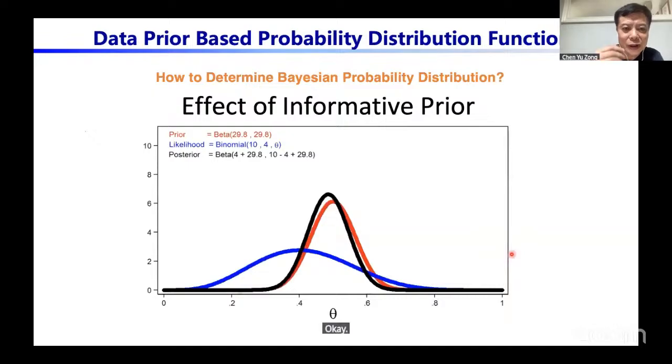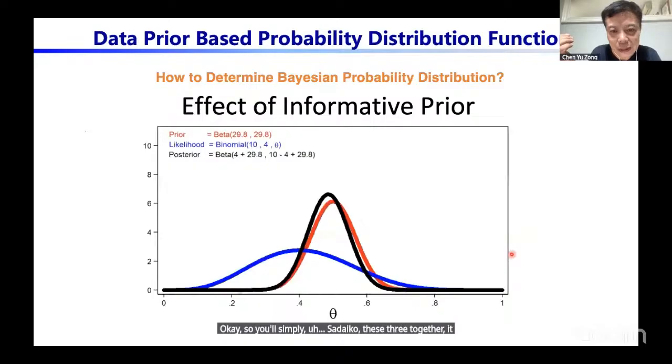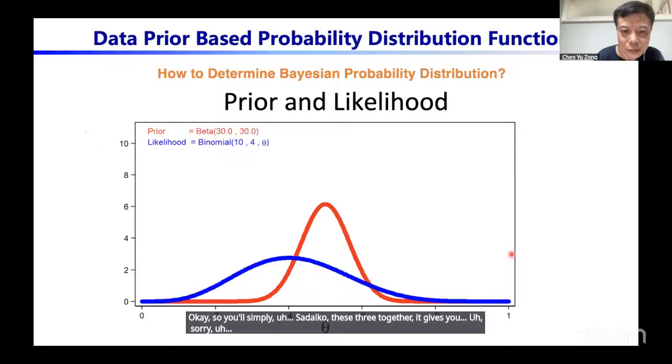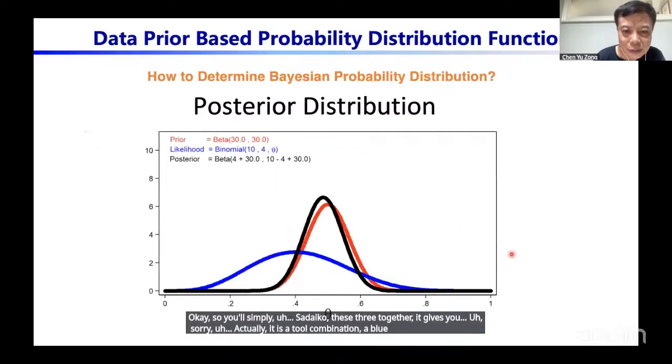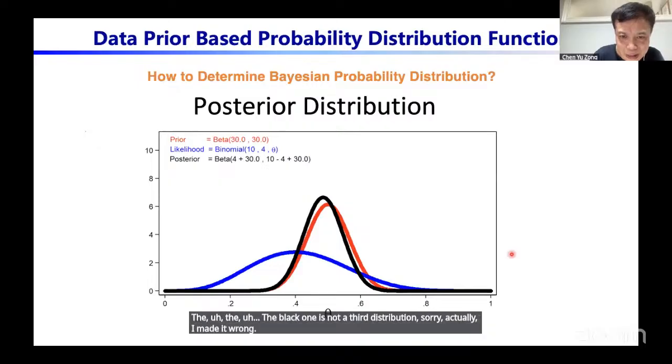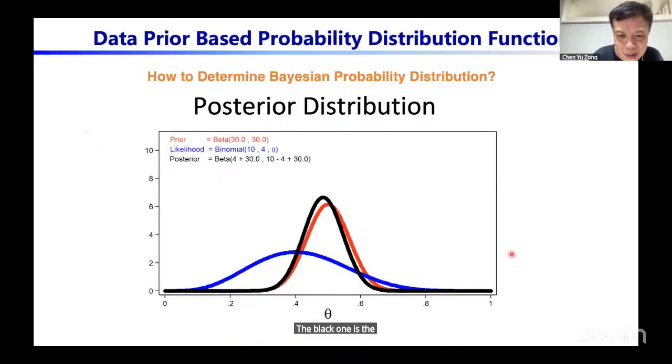Okay, so you simply stack these three together, it gives you, sorry, actually it is a two combination, a blue and the red one. So the black one is not a third distribution. Sorry, actually, I made it wrong. The black one is the combination of blue and red distribution function.